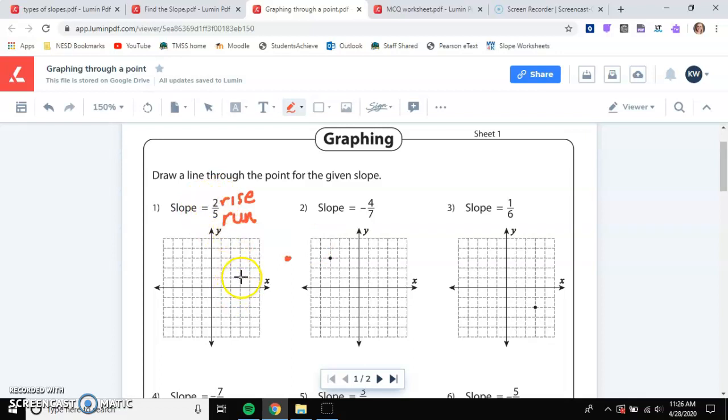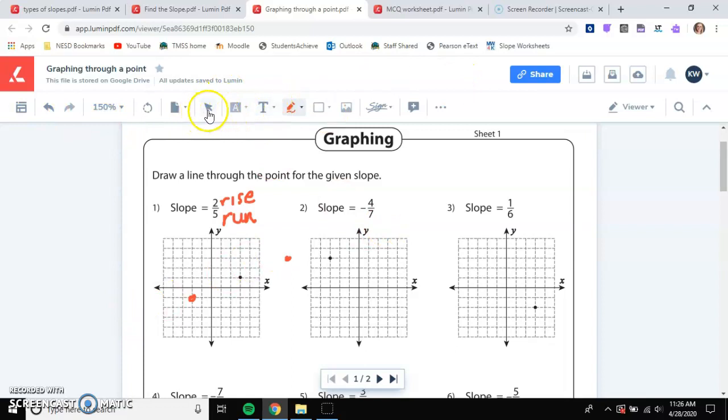So from this point, I would go drop 2, because normally I would rise 2 and run right, but I ran out of grid. So I'm going to drop 2 and run 5. 1, 2, 3, 4, 5, and then put a dot right there. And guess what? That's still in the same line.